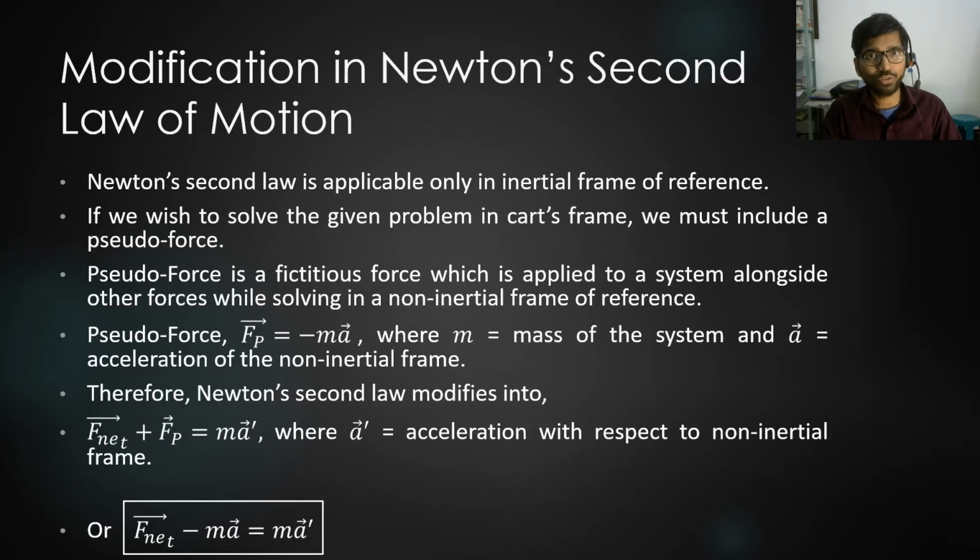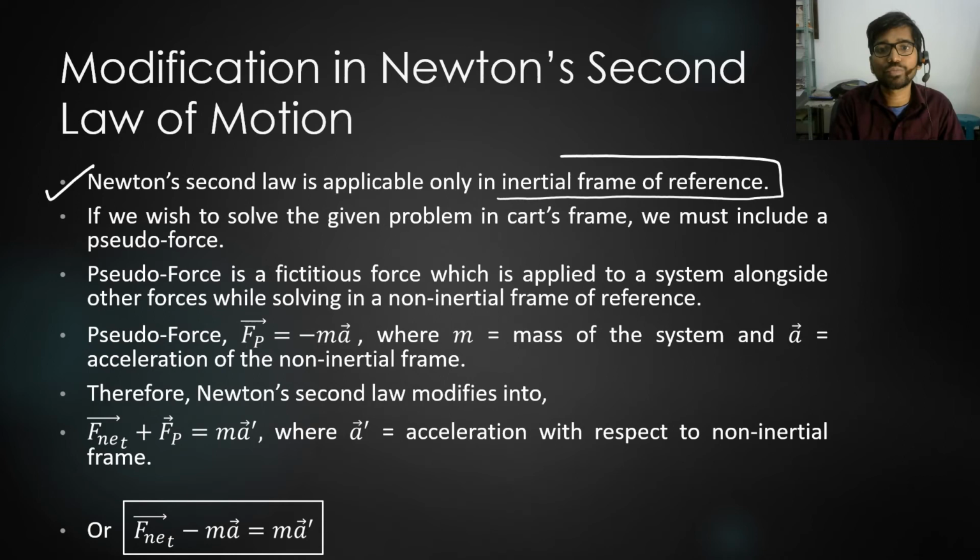We have solved the given problem in the ground's frame. If we wish to solve the given problem in the cart's frame, we have to make certain adjustments to Newton's second law. Why? Because the cart is an accelerated frame of reference, therefore it is not an inertial frame, and we know that Newton's law is applicable only in an inertial frame of reference. And if we wish to solve the given problem in the cart's frame, we must include a pseudo force.